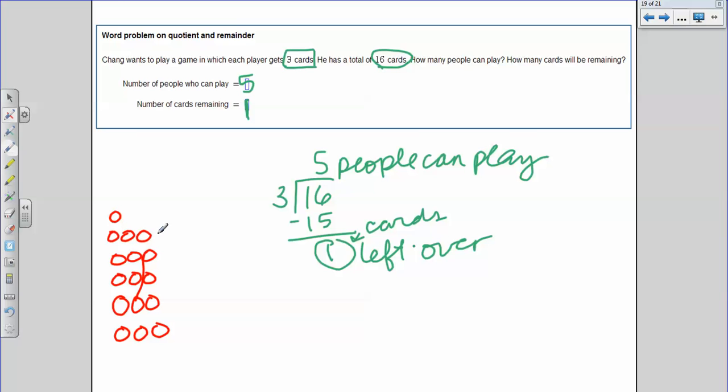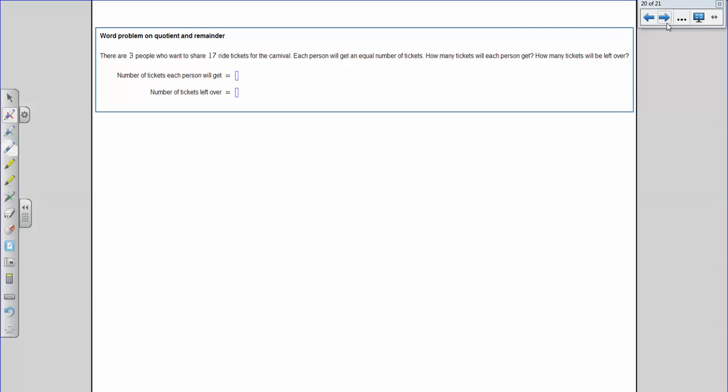So how many people is this? This is 1 person, 2, 3, 4, 5. So how many can play? 5. How many's left over? 1. And that's what we set up here with our problem. Right? We're going to do one more problem like this because I know that story problems, word problems, can be tricky for us. So we're going to do one more example.